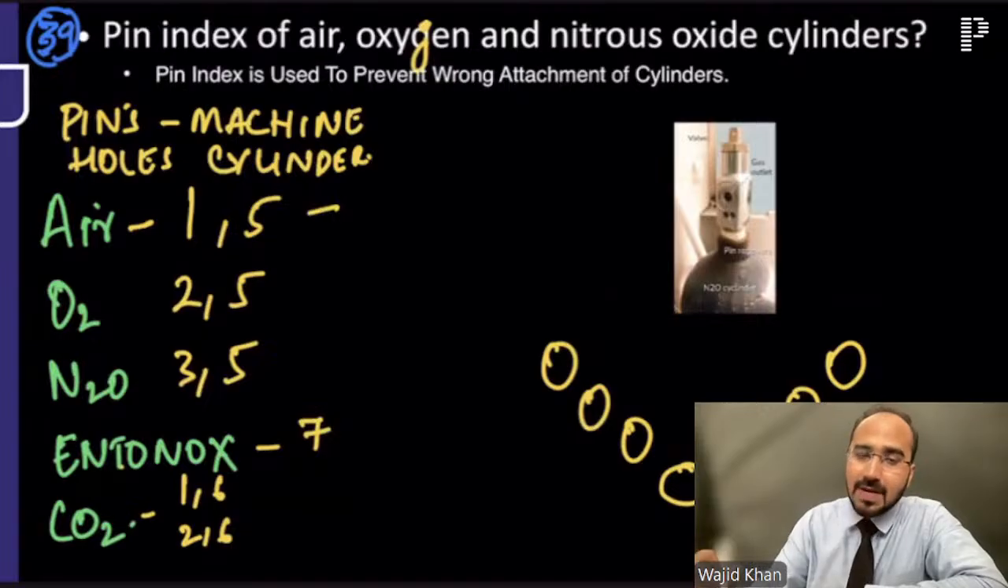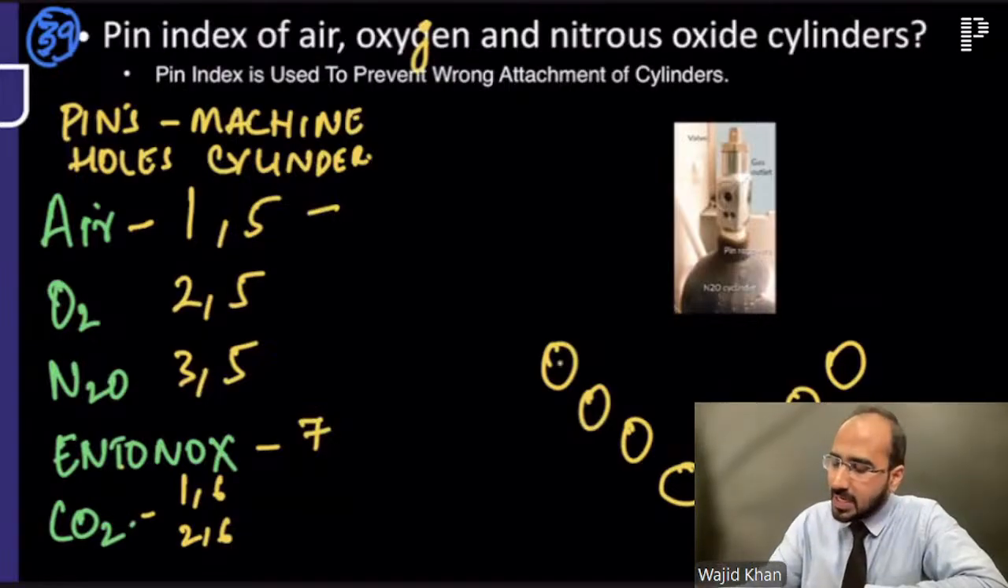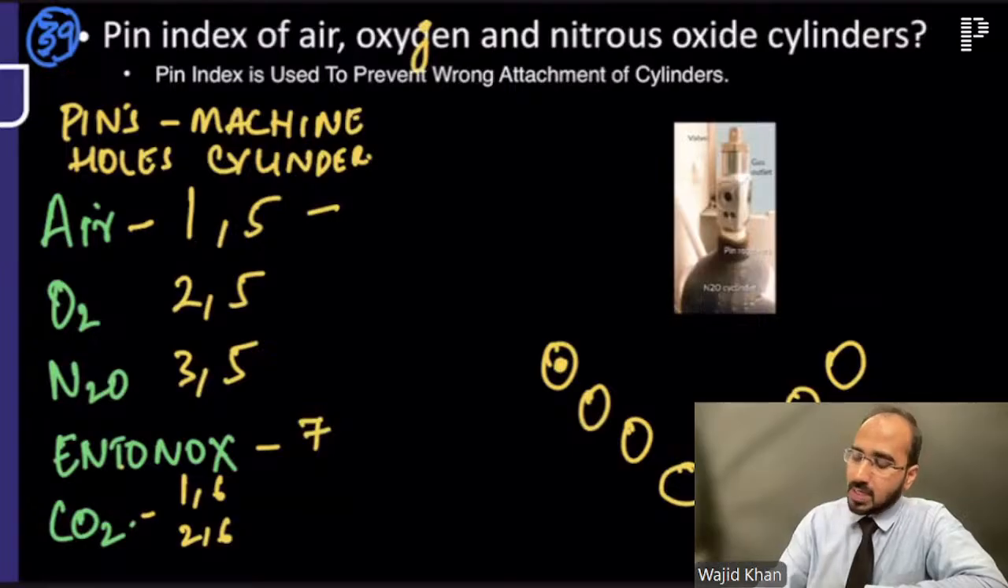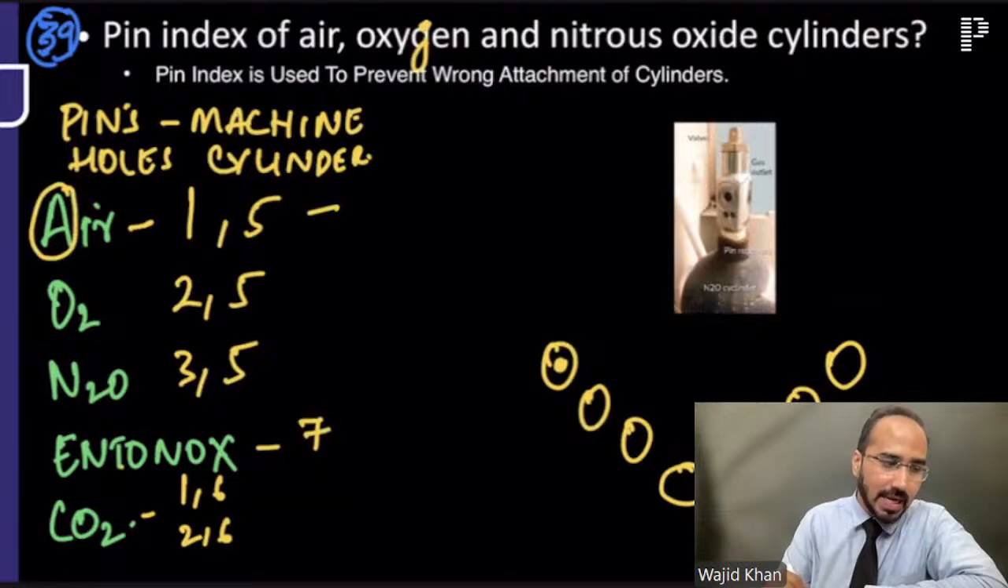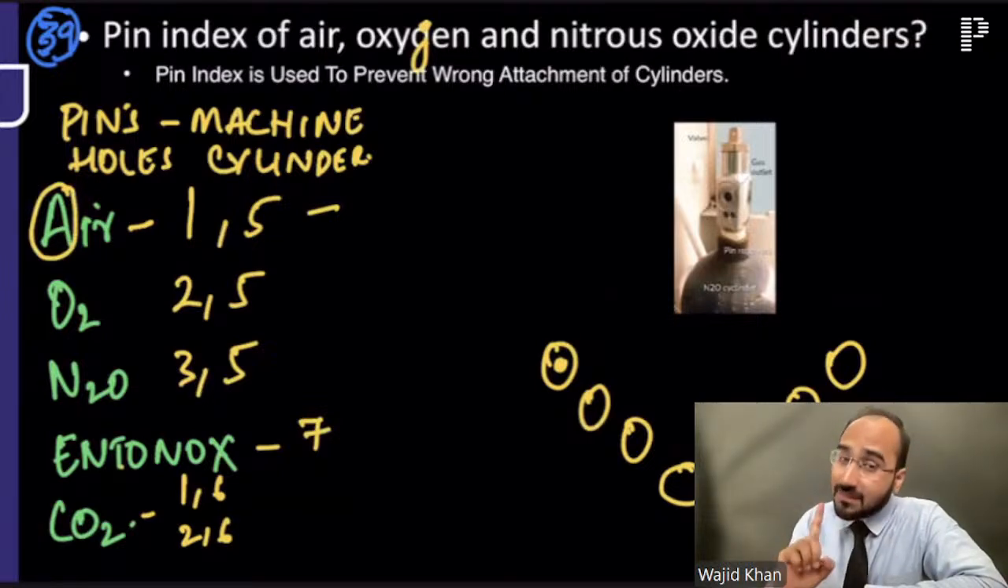Air pin index system, when I am telling 1, 5, what does it mean? It is fitting into the first and fifth port. Now look over here. They won't be asking you first and fifth port. They will be asking you pin index system. It is 1, 5. Air starts with what alphabet, guys? A alphabet. And alphabet A is the first alphabet.